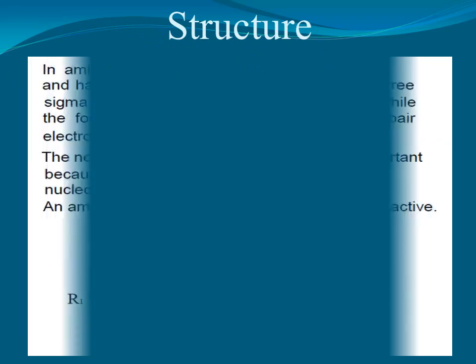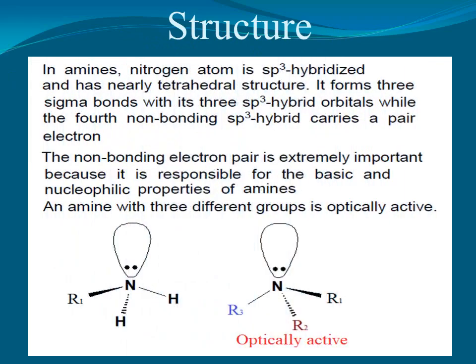Students, let us look at the structural features of amine. You know that the nitrogen atom of the amine is sp3 hybridized and has a nearly tetrahedral structure, a little distorted tetrahedral structure because of the presence of this lone pair, which is going to distort the actual tetrahedral geometry. It forms 3 sigma bonds with its sp3 hybridized orbitals, while the fourth is a non-bonding sp3 hybridized orbital. It is carrying a pair of electrons.